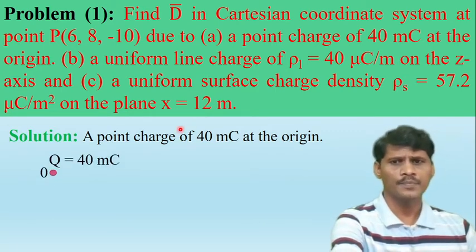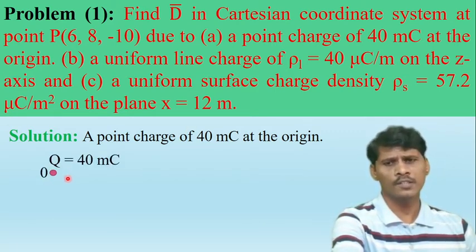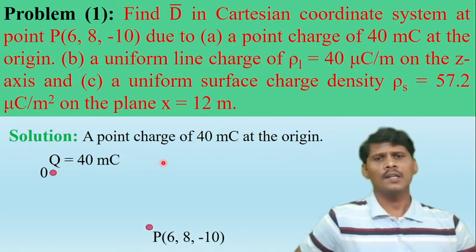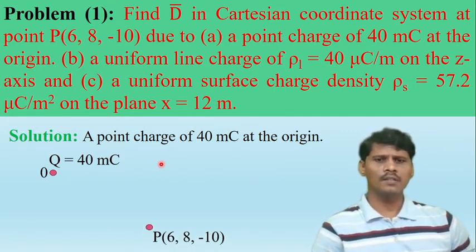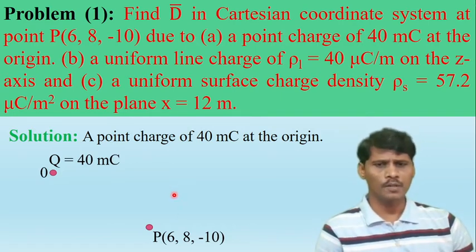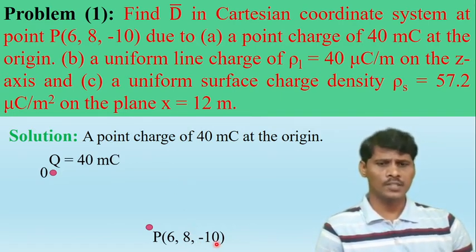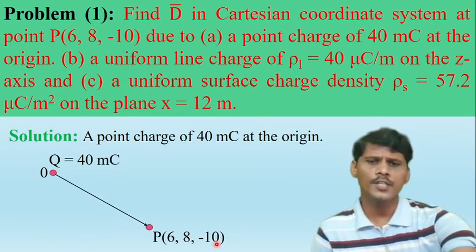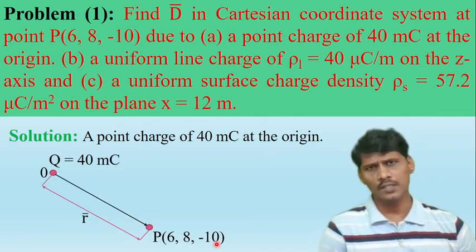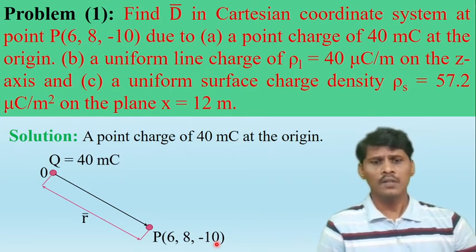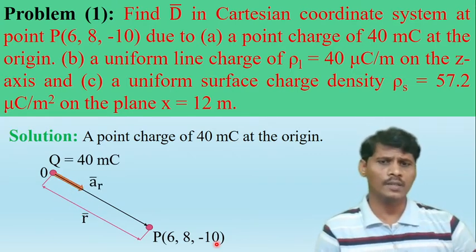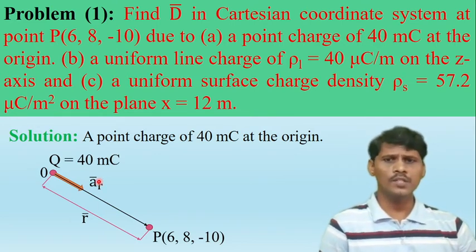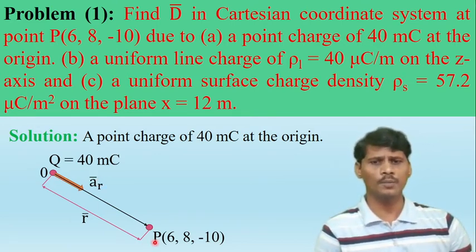-10). So Q is located at the origin, and the charge is 40 millicoulombs. Calculate the electric flux density at the point P (6, 8, -10). Draw the line from the origin to the point P. The distance between these 2 points is considered as small r bar. Along this direction, the unit vector is a_r bar, the unit vector directed from the origin to the point P.